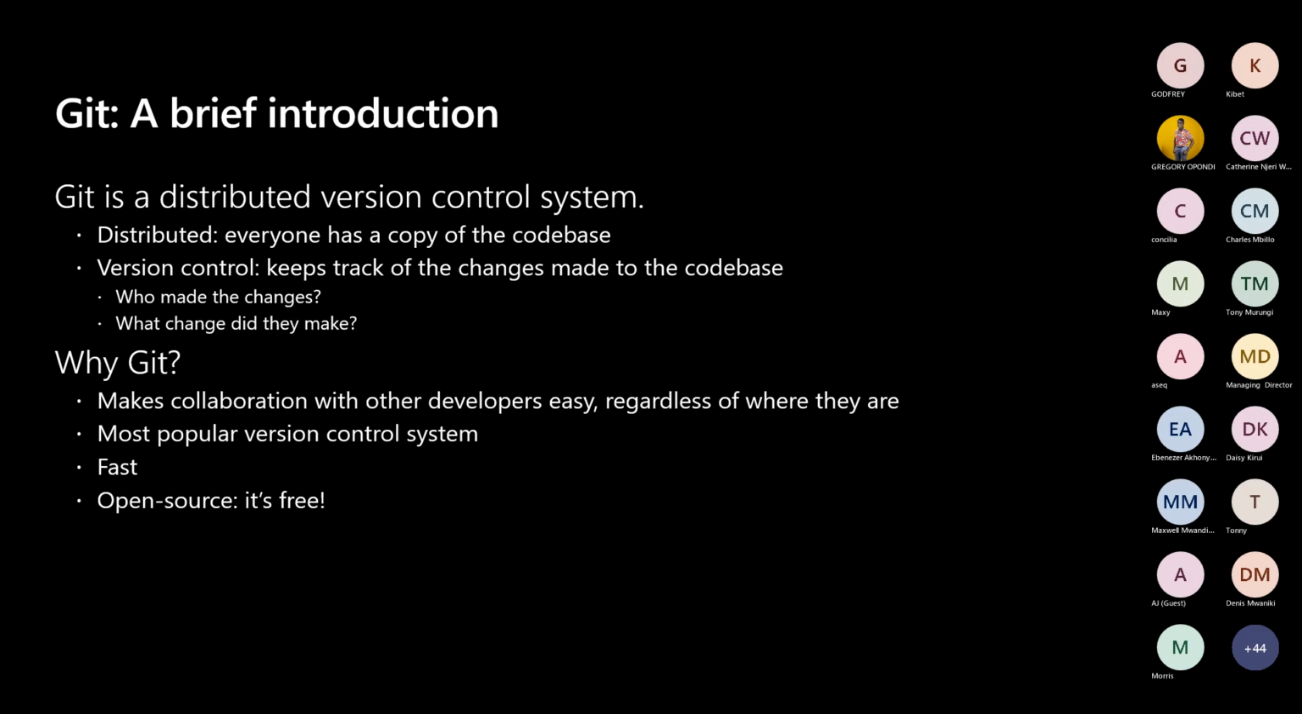And then, so why do we use Git? While there are other version control systems out there, Git is the most popular. This is because it makes collaboration with other developers easy. As I've said, it's the most popular version control system. It's fast and it's open source. So again, free.